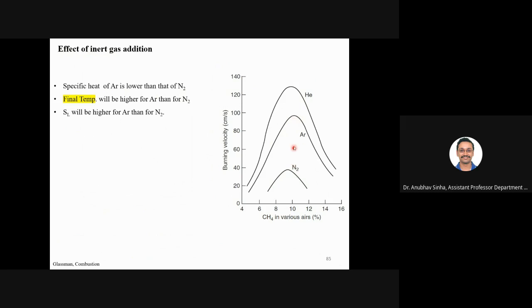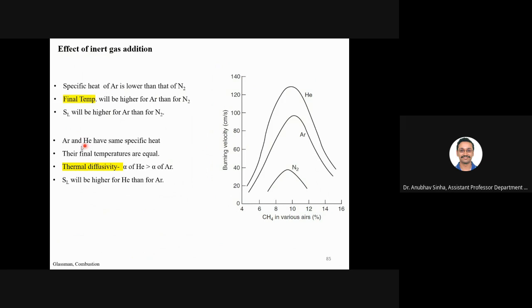Is this clear? Yes, sir. Now similarly, if I burn in helium, then it has a lower specific heat, so it will have a higher temperature. That's all. Since it has a higher temperature, the same trend will be observed for burning velocity. It will also increase.